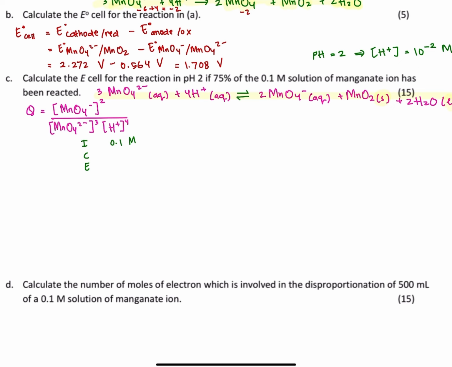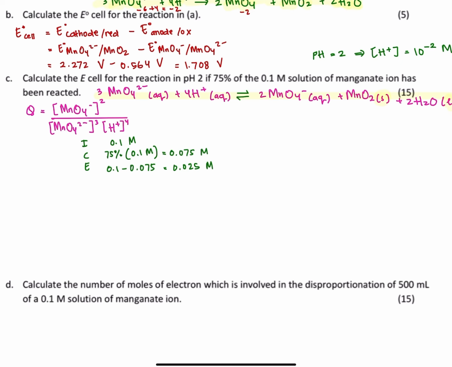It means that we have 75% times that one, so times 0.1 molar. Okay. So what you want to know is the concentration at equilibrium. Okay. So let's say here, this equals 0.075, which means that at the equilibrium we have 0.1 minus this value. So here we have 0.025 molar.